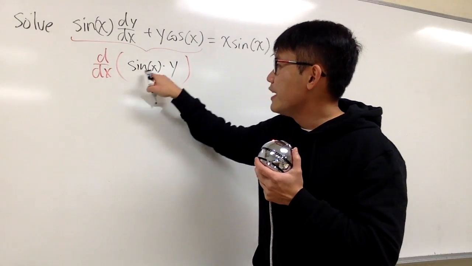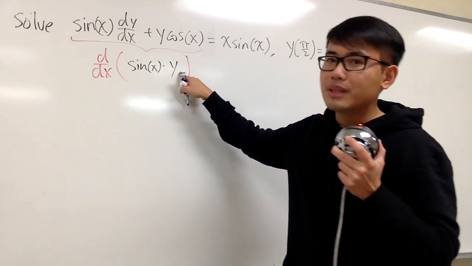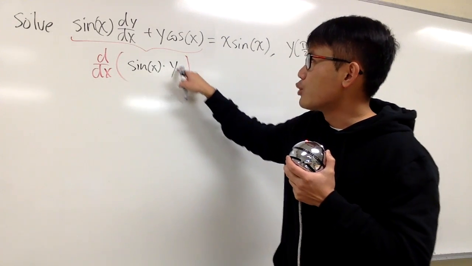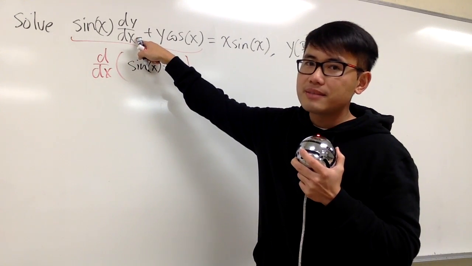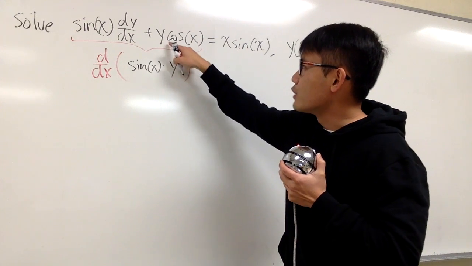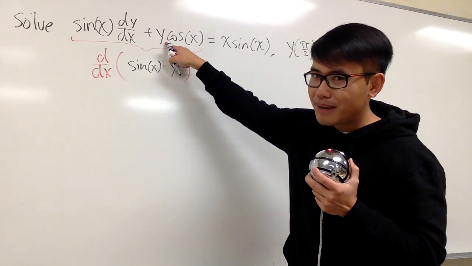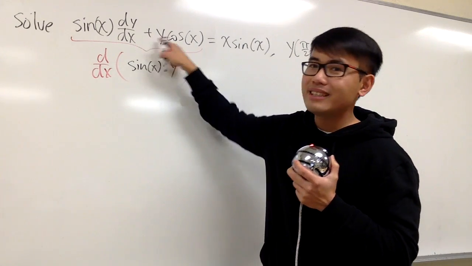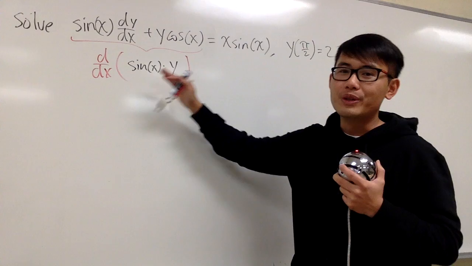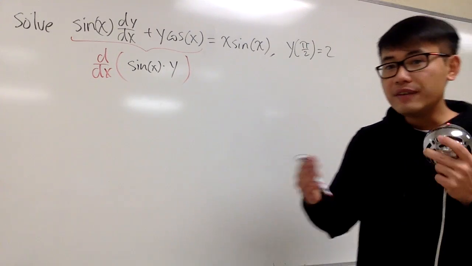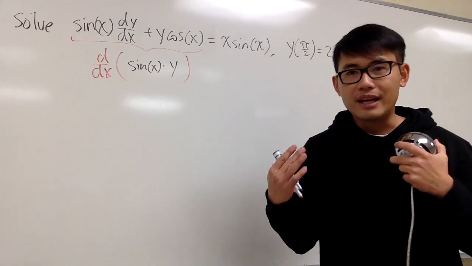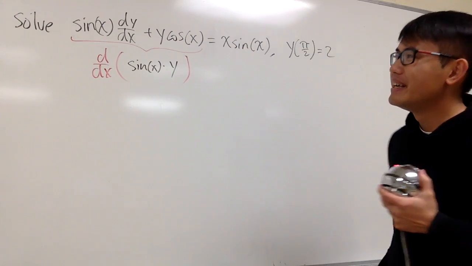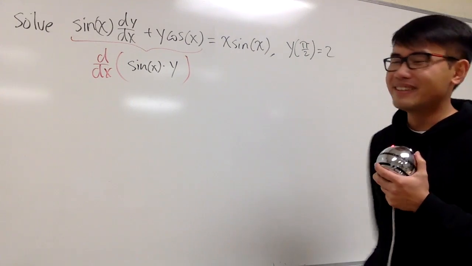When you differentiate sine of x times y, we use the product rule, right? So we keep the first function and we multiply by the derivative of the second. That's how we get the dy/dx. And we add it with the second function, which is just y, and we multiply by the derivative of the first, which gives us the cosine of x. It's positive. So we don't need to find the integrating factor. If you go through the process that I have shown you in the past, you end up with the same conclusion right here. So this is the punchline right here.